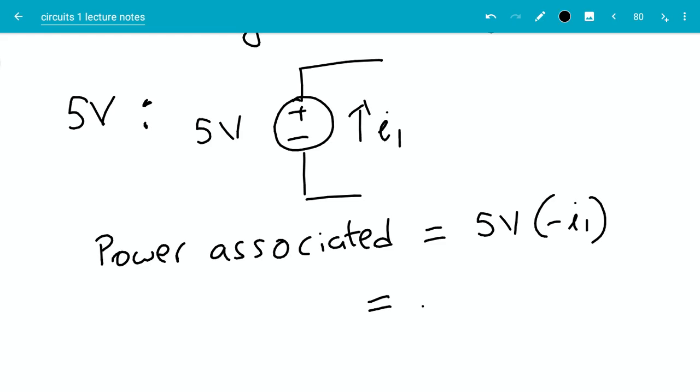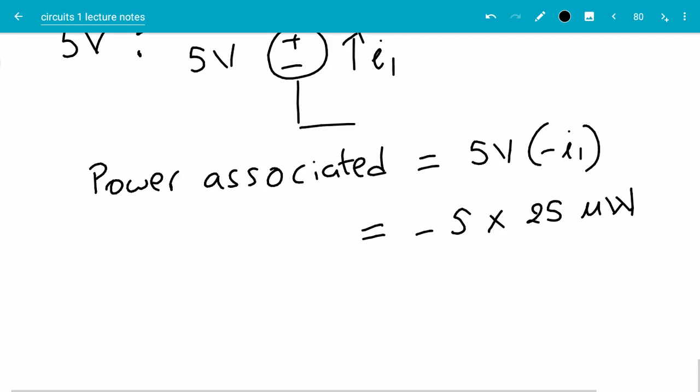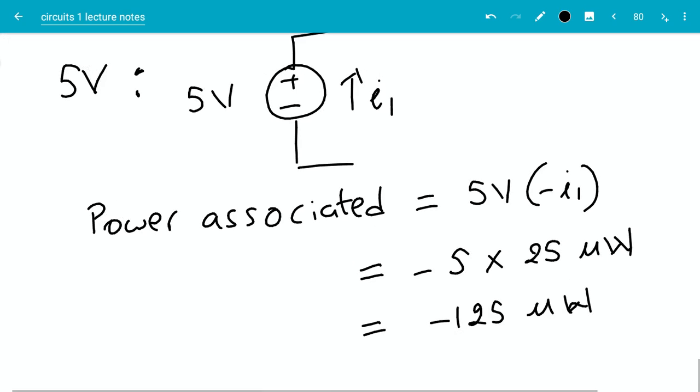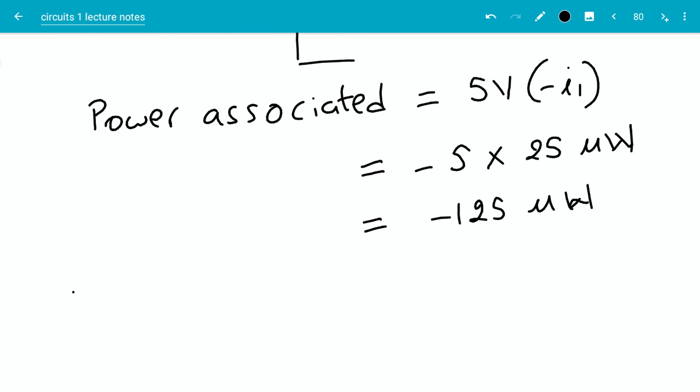This will be equal to negative 5 times 25 microwatts. Then this will be equal to minus 125 microwatts. So since this is negative, that means this 5 volts voltage source is generating power. Let's look at the 1 volt source.